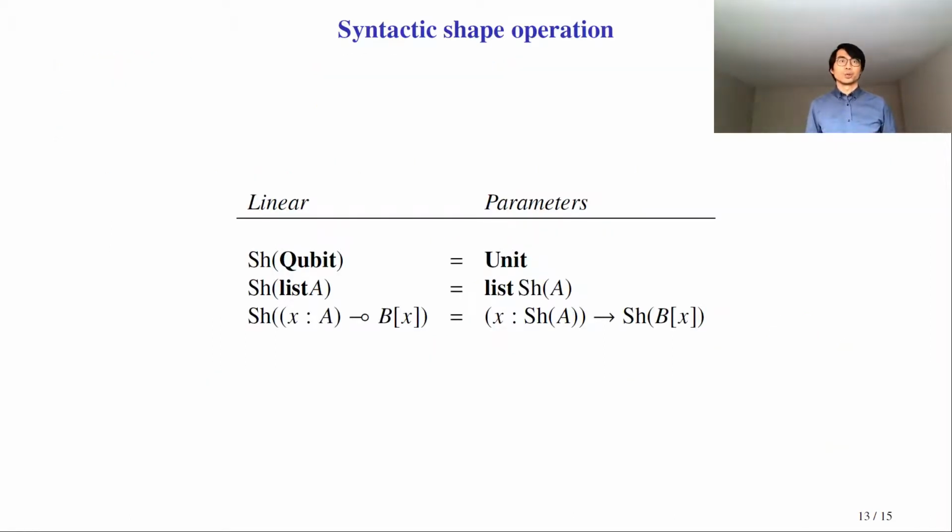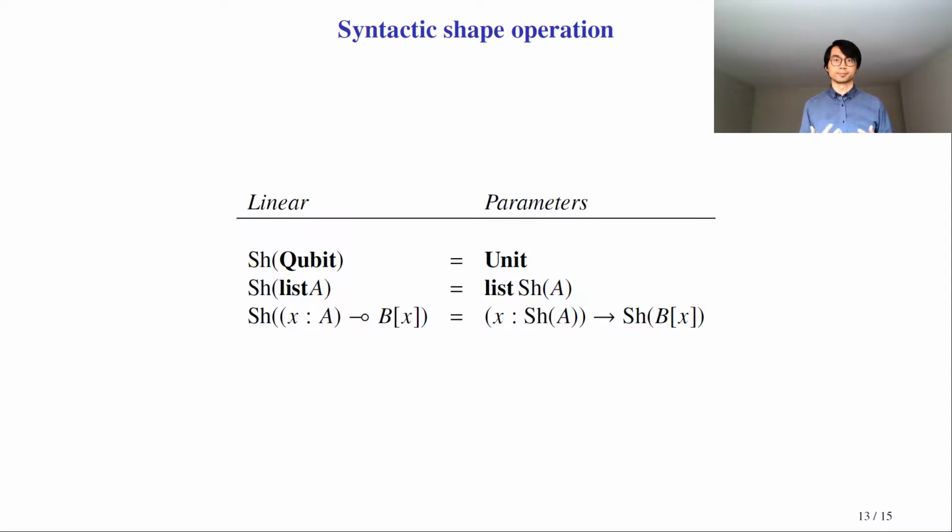Now I'm going to explain the syntactic shape operation. This operation is directly derived from our categorical semantics. As you can see here, we are defining the shape of a qubit as a unit. For all the other type constructors, we define their shapes inductively. For example, the shape of a list of type A is a list of the shape of A. And the shape of a linear function type is defined as a parameter function type from the shape of A to the shape of B.